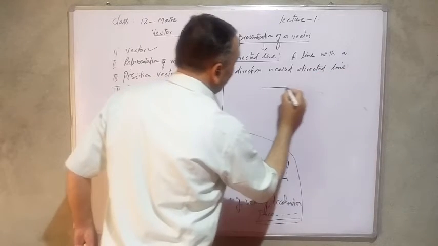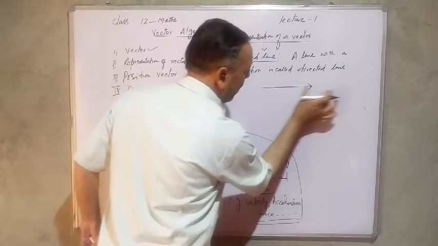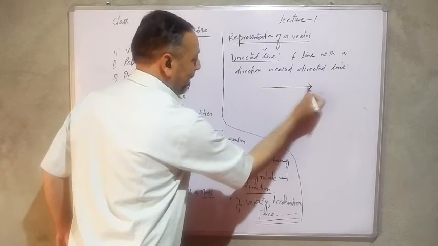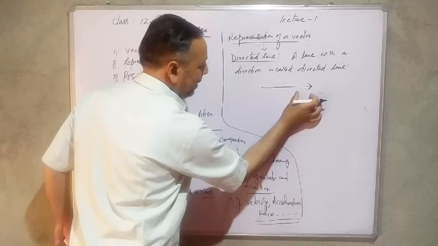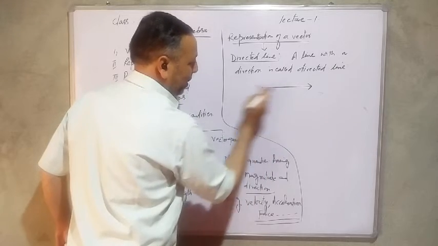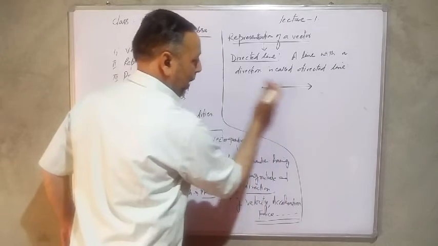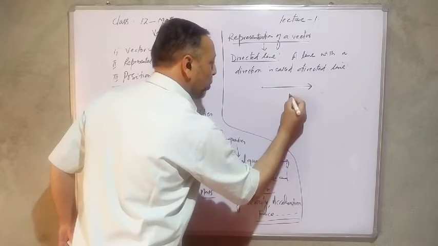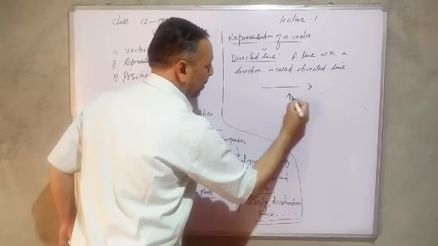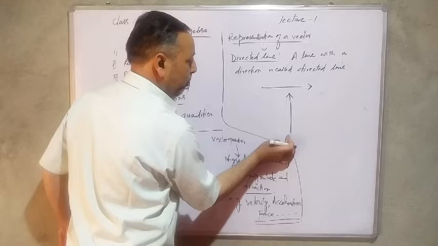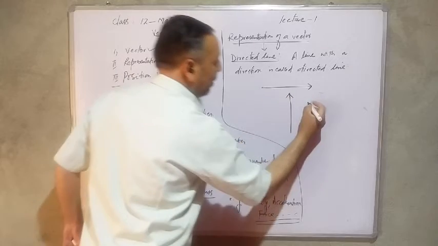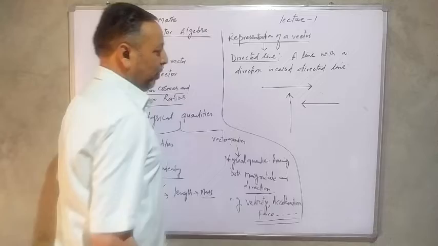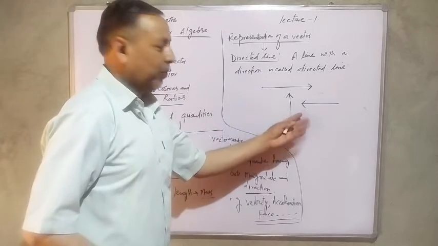चलो मैंने यहाँ एक लाइन बनाई, इसको एक पर्टिकुलर डायरेक्शन. This arrow shows the direction. So this is the directed line. Its direction is from west to east. Left side में west, right side में east. From west to east. This is a directed line from south to north. This is a directed line from east to west.